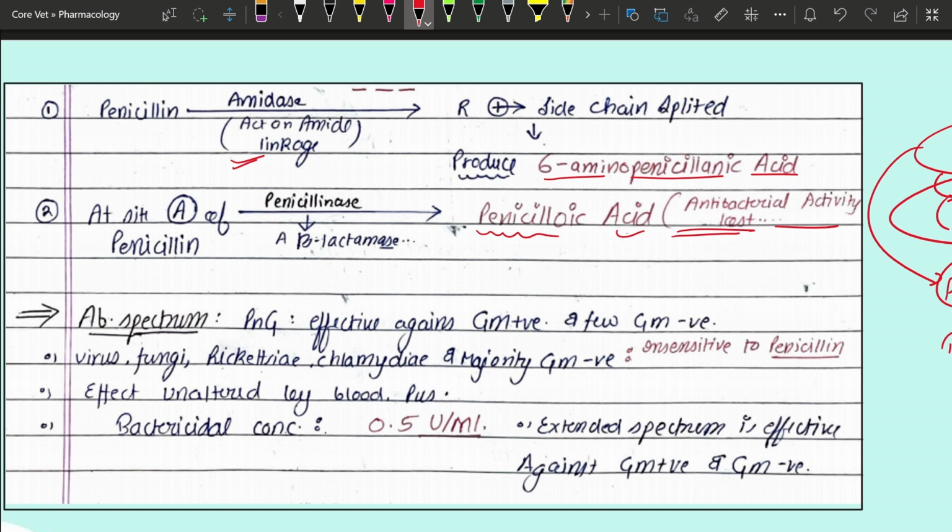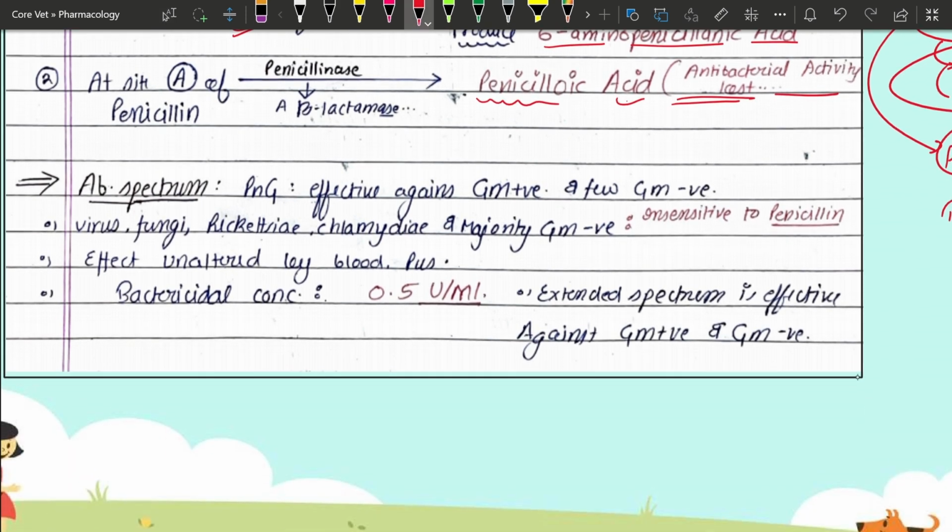If we talk about the spectrum, it is mainly effective against the gram-positive and also against a few gram-negative. There are some classes of microbes like virus, fungi, rickettsias, chlamydia, and the majority of the gram-negative that are not susceptible to penicillin. Means they aren't going to respond to penicillin. Penicillin is inactive towards these classes of microbes, right?